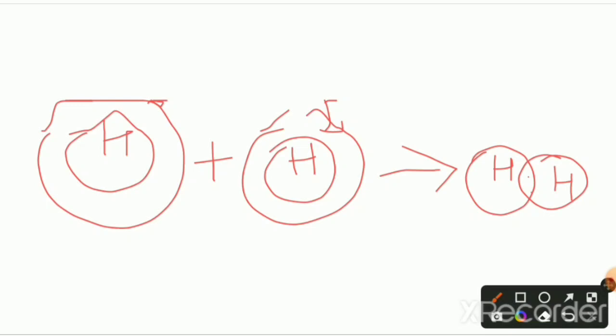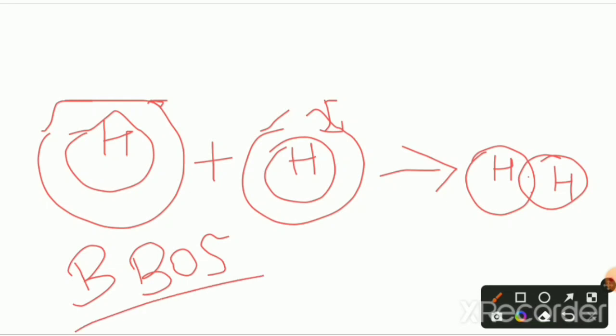Now here is the interesting part of the lecture. Have you ever wondered, or asked your teacher, how the orbitals of hydrogen atoms combine together to form a hydrogen molecule? Well, let us learn about the big boss. Big boss means B boss. This B stands for bond length.